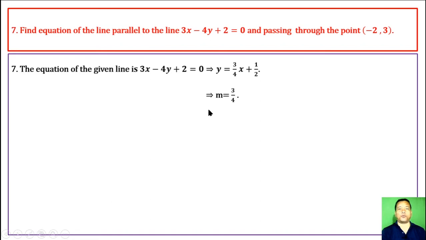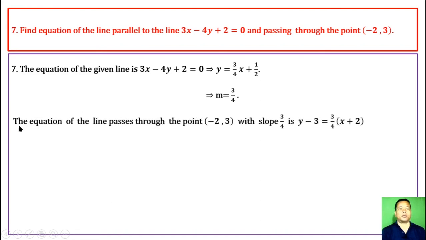The equation of the line passing through the point minus 2, 3 with slope 3 by 4 is y minus y1, which is 3, equals the slope 3 by 4 times x plus 2. Solving, we get 3x minus 4y plus 18 equal to 0.